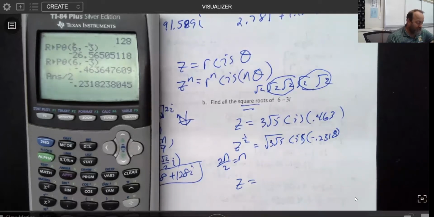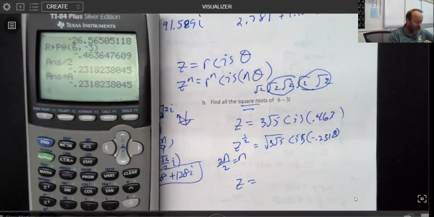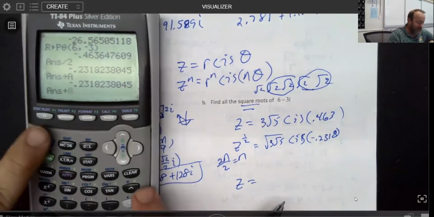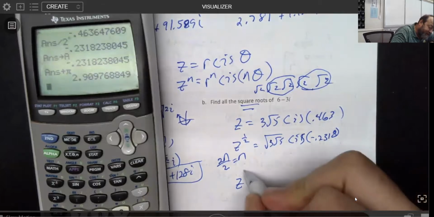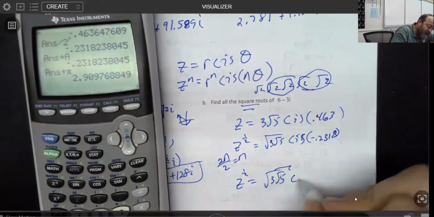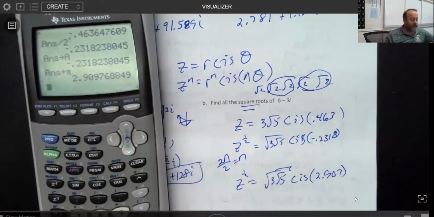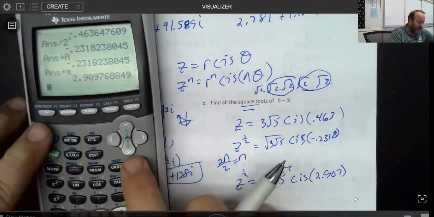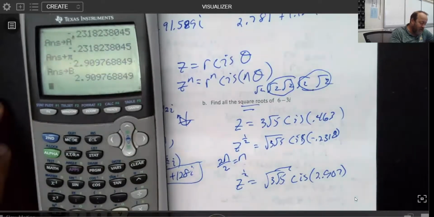So I'm going to store this answer here because I'm going to use it in a second. If I add pi to that based on this rotation, I have another answer, which is the square root of 3 root 5 CIS 2.907. Now, again, that's a really strange number, but let's just see what happens. I'm going to store this one as B just so I have it, okay?